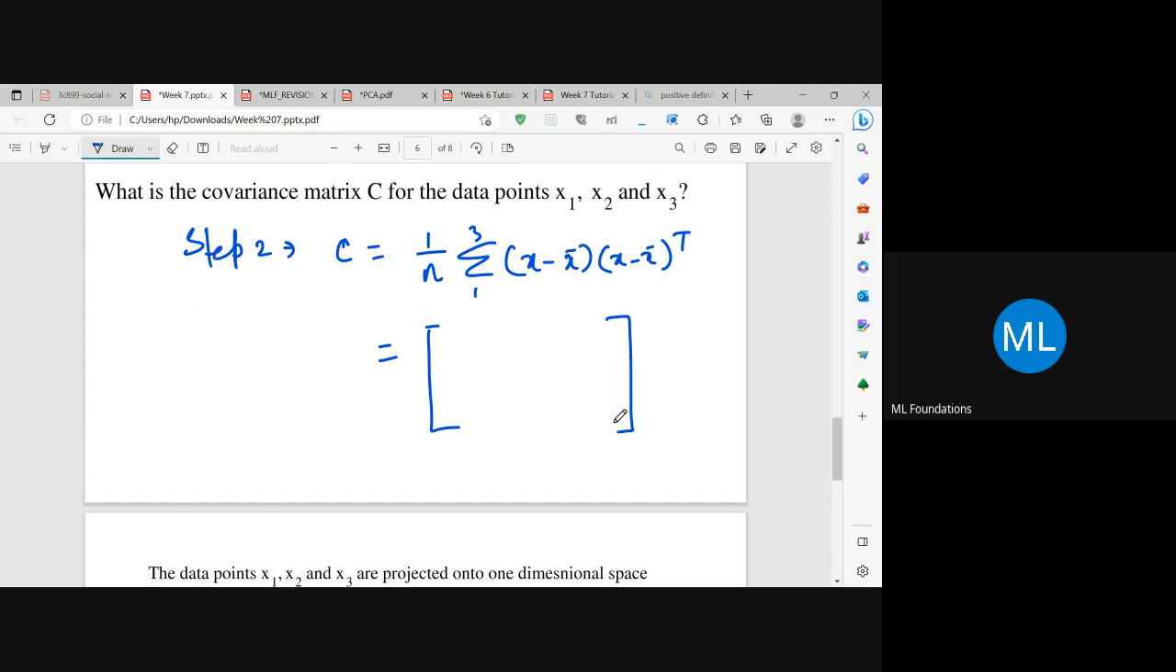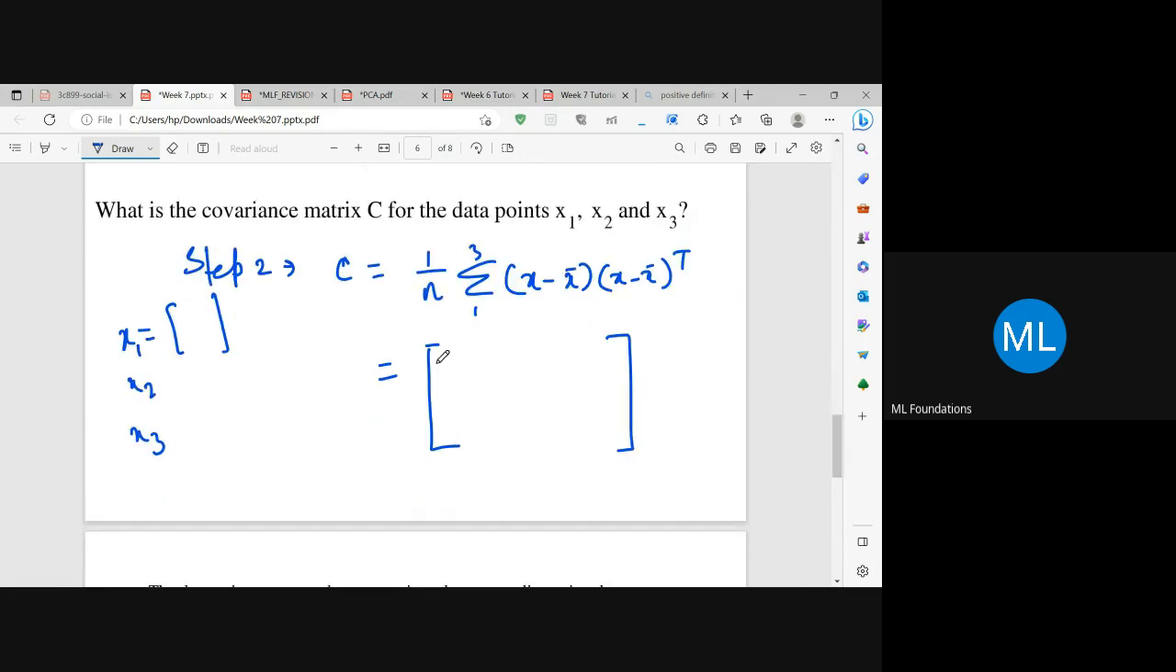Could you give us a minute, please? Yeah, sure. You can just take your time and solve. Can you show the matrix again? Okay, I'll show you. x is x1, x2, x3, right? x1 is 0, 1, 2. x3 is 2, 1, 0. And this is 1, 1, 1. And x bar you are getting 1, 1, 1.